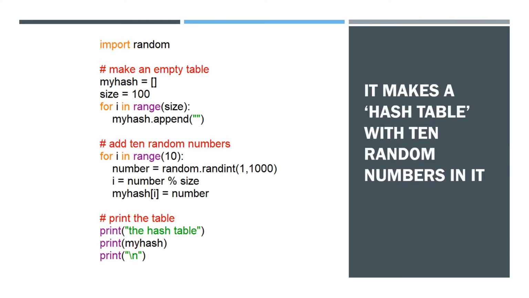Here's the code from that file. If you're not my student, pause the video now and open Python and input this code for yourself. This code creates an empty list of 100 storage locations and generates 10 random numbers, placing each number in its correct hash location, and then prints out the table so you can have a look.